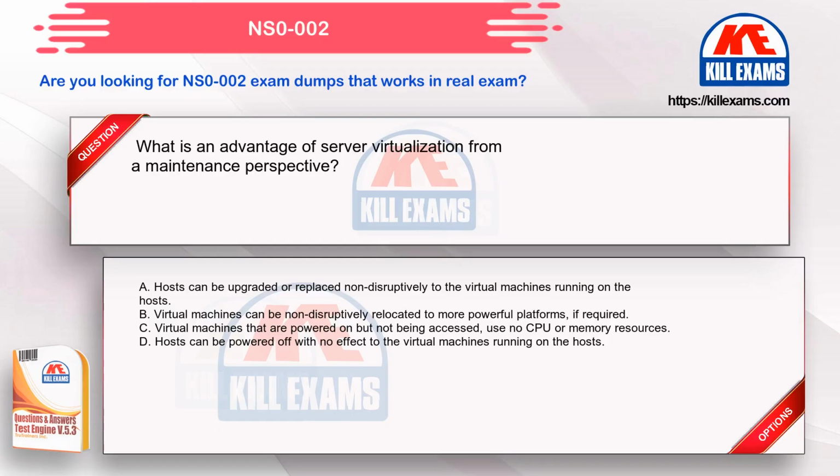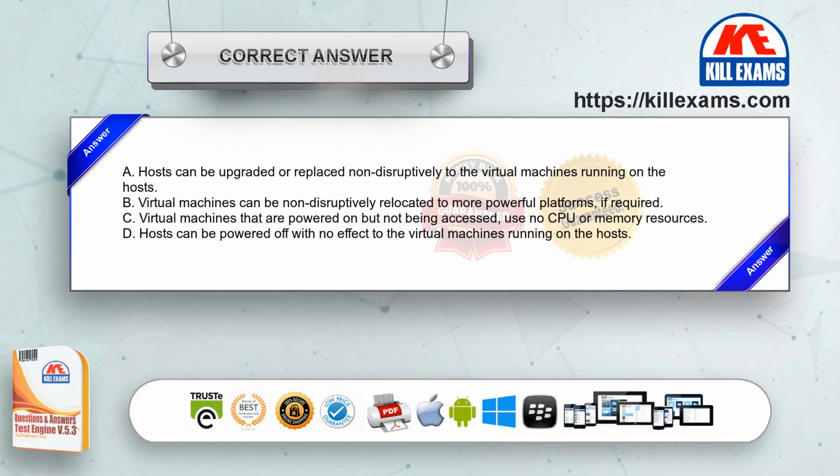What is an advantage of server virtualization from a maintenance perspective? Option A. Hosts can be upgraded or replaced non-disruptively to the virtual machines running on the hosts. Option B. Virtual machines can be non-disruptively relocated to more powerful platforms, if required. Option C. Virtual machines that are powered on but not being accessed, use no CPU or memory resources. Option D. Hosts can be powered off with no effect to the virtual machines running on the hosts. The correct answer is option C.